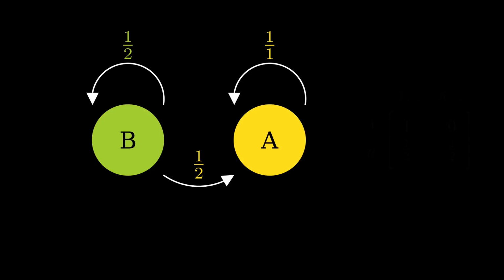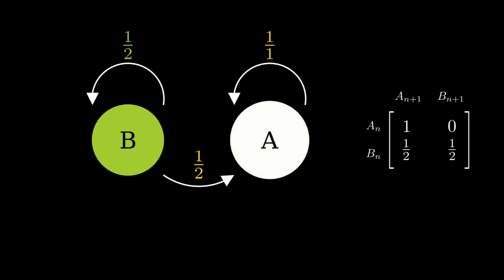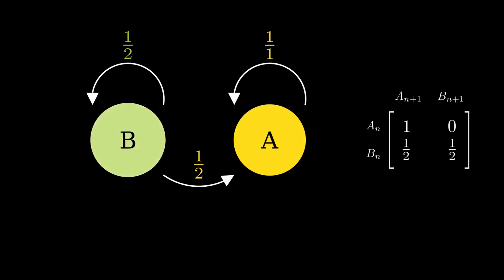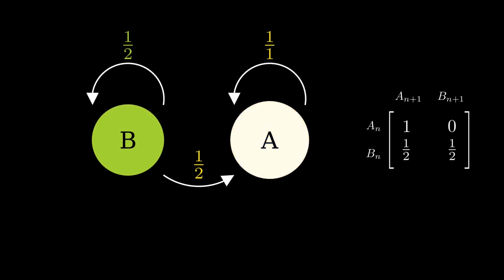Markov chains have a transition matrix that encodes the probabilities of each state transition. Here the matrix shows the probability of changing states from spin n to spin n plus 1. For example, if starting in state A, there's a 100% chance to stay in state A, and a 0% chance to transition to state B. If starting in state B, there's a 50% chance to stay in state B, and a 50% chance to transition to state A.